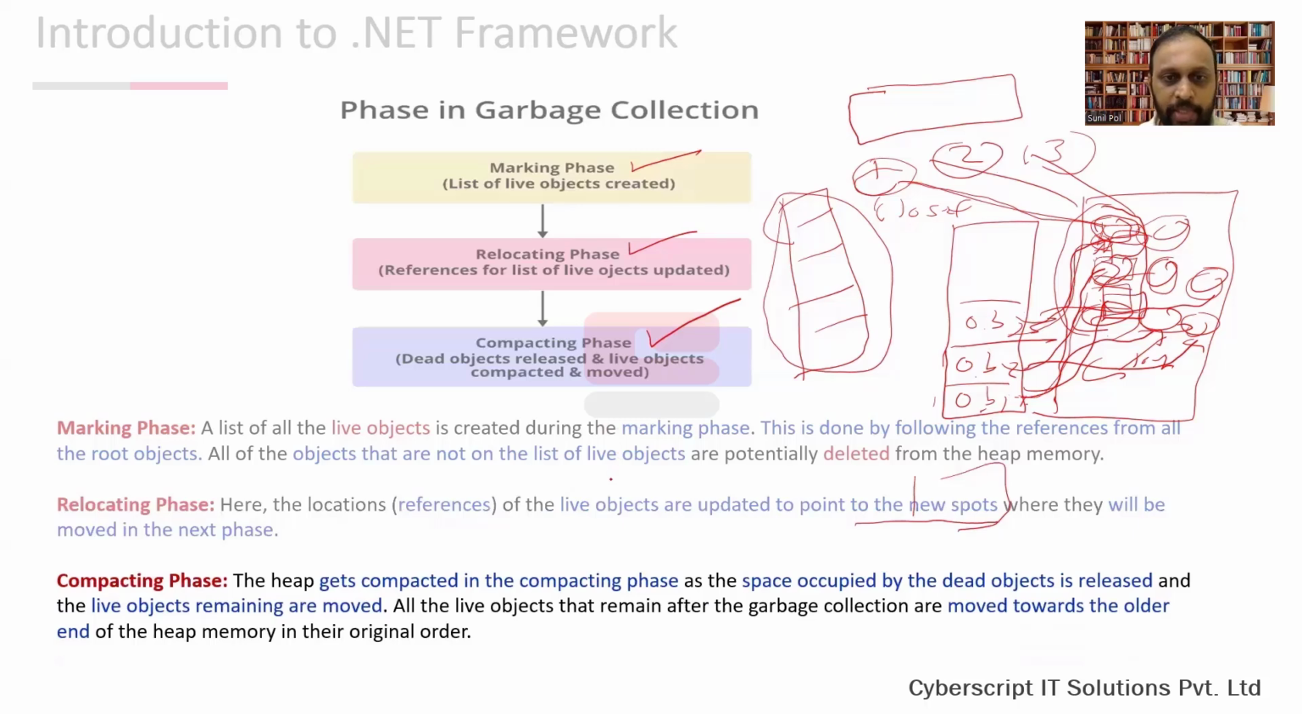Compacting phase. The heap gets compacted in the compacting phase as the space occupied by the dead objects is released and the live objects remaining are moved. All the live objects that remain after the garbage collection are moved towards the older end of the heap memory in their original order. So in the compacting phase, all the dead objects are removed from the managed heap and all the live objects would be shifted to new memory locations, which were decided in the relocating phase.